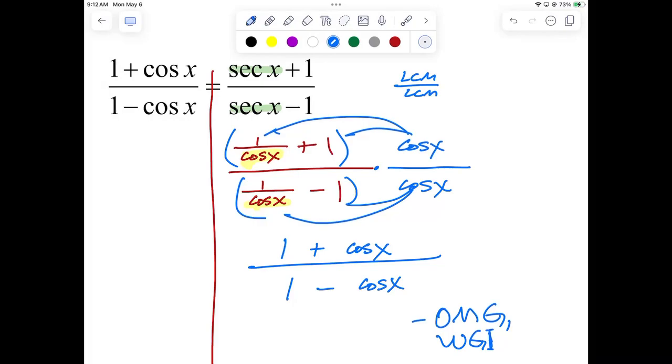So, is that the only way to do this problem? No, I guarantee if you multiplied by any one of those conjugates and you kept at it, you would eventually get to the right answer. It would just be a much more scenic route.